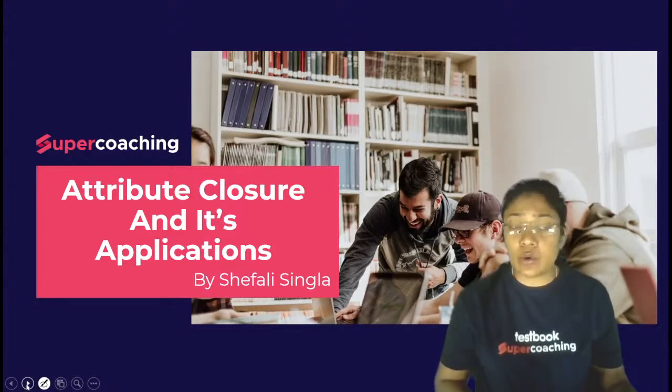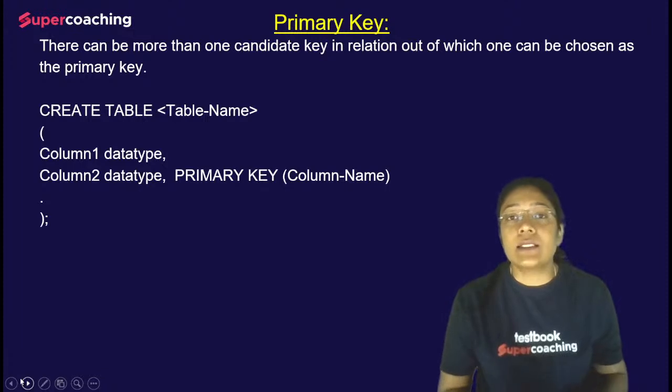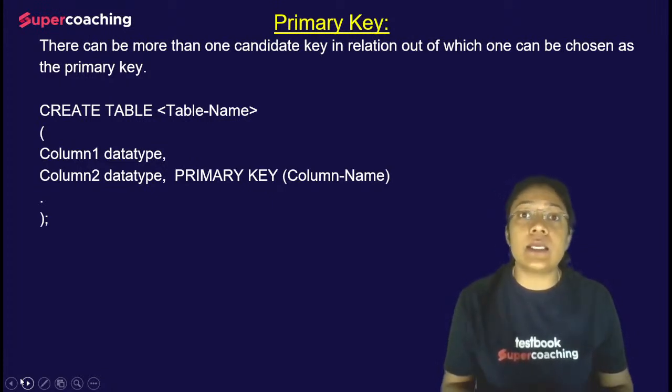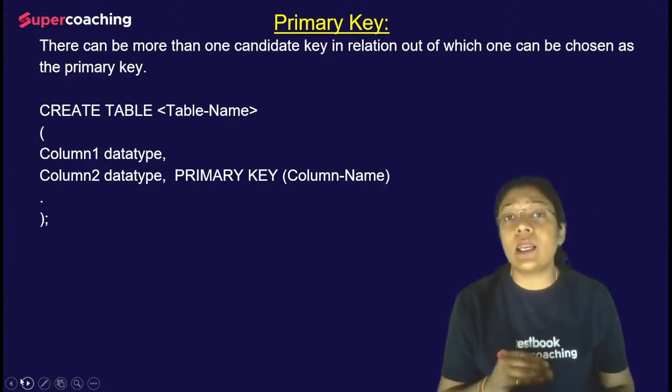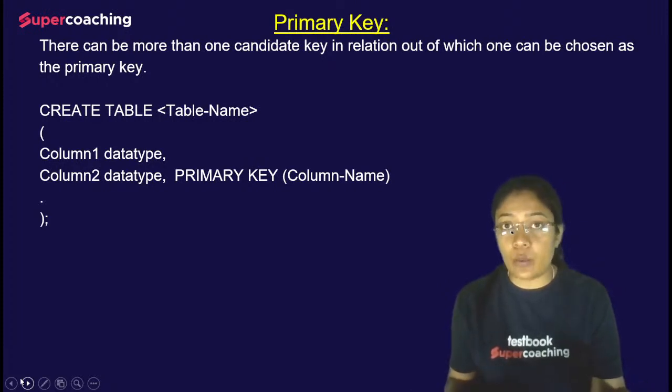Before moving on to attribute closure, let's finish the concept of the pending keys. So first of all, primary key. As we know, for a relation there can be multiple candidate keys, but there is exactly one primary key. The main property of the primary key is it's always unique and not null. That means if you are making any attribute or set of attributes in any relation the primary key, then it cannot hold the null value. Under what scenarios we can have the null value, that we have already covered, right?